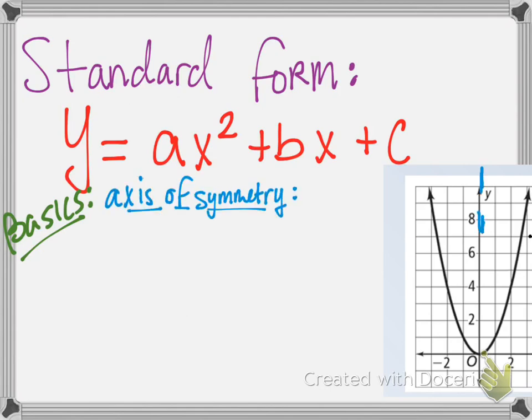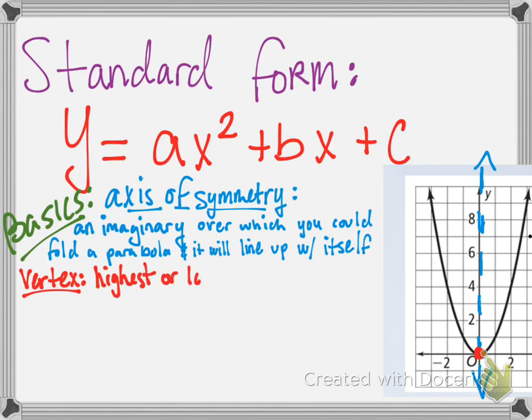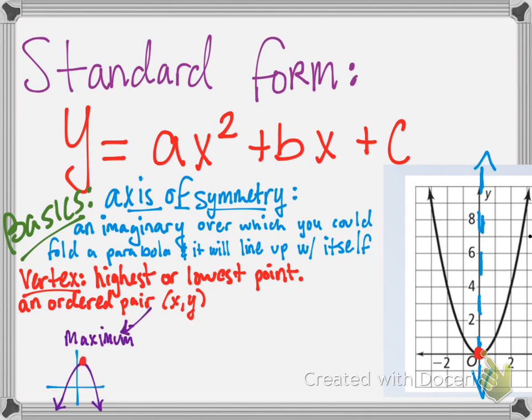Your axis of symmetry is the line over which you could fold it and it would line up with itself. All right, it's kind of like the mirror image line. And then the vertex is not exactly a point, but it's a point as in an xy pair. It's not a vertex like a corner, but it's the highest or lowest point on the graph. So if it's the highest point, we call it a maximum, and if it's the lowest point, we call it a minimum.